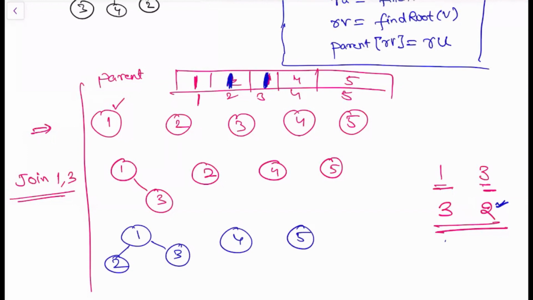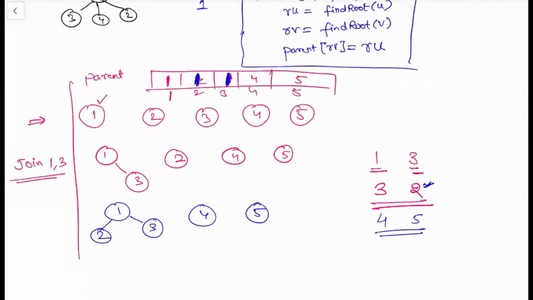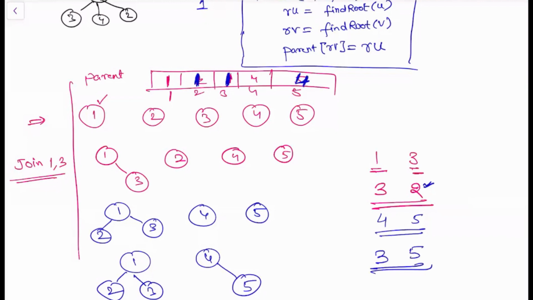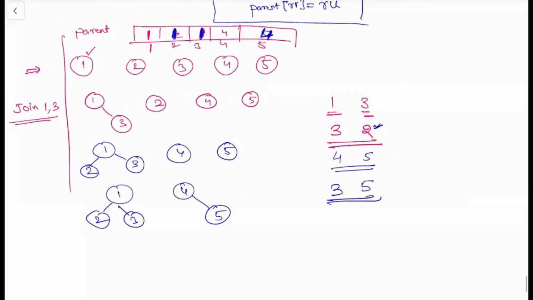Okay. Now let's say we join 4 and 5. What will change if you are joining 4 and 5? 1 to 3 is as it is. So ultimately 4 will become parent of 5. Are we clear with this? Yeah. Now tell me what will happen if we join 3 and 5. If you're joining 3 and 5, what will happen?